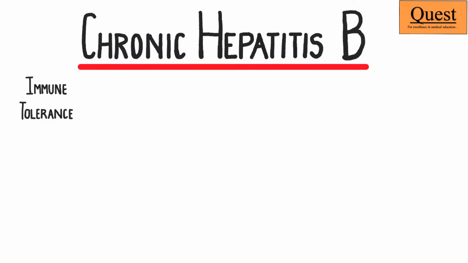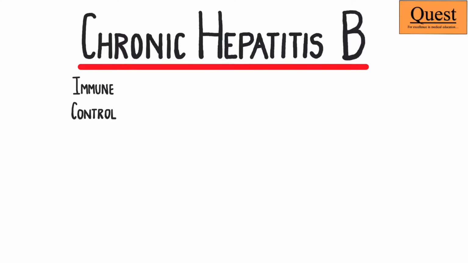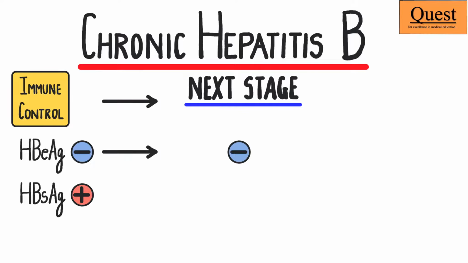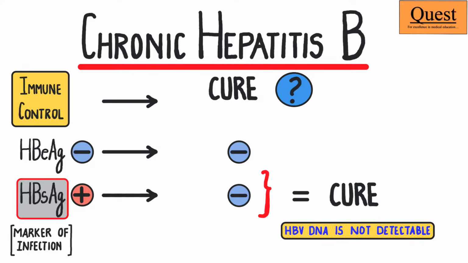Now, how long does this immune control phase last and what happens after that is variable. The best thing to happen after that would be, now that the HBe antigen is gone, we would want to lose the HBs antigen. Remember, the HBs antigen is a marker of the virus. So loss of HBs antigen is actually cure. But this would happen in a very few number of cases. To be very precise, this is going to be in 0.1 to 2% of cases.